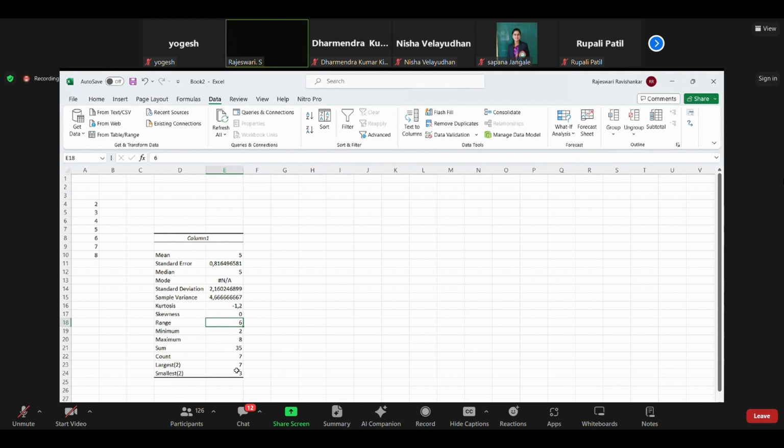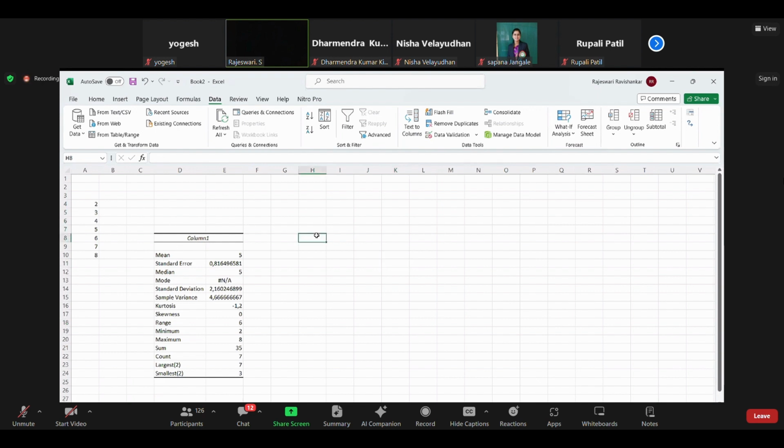Okay, and my second largest is 7 and second smallest is 3. That means next to my 8, the next largest is 7, and next to my 2, the second smallest is 3. And the total sum of values is 35. Okay, and the total count is 7. So these are the things you will get in your descriptive statistics.